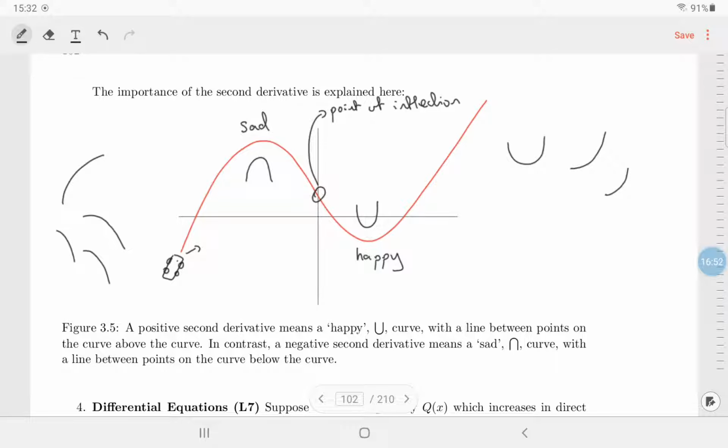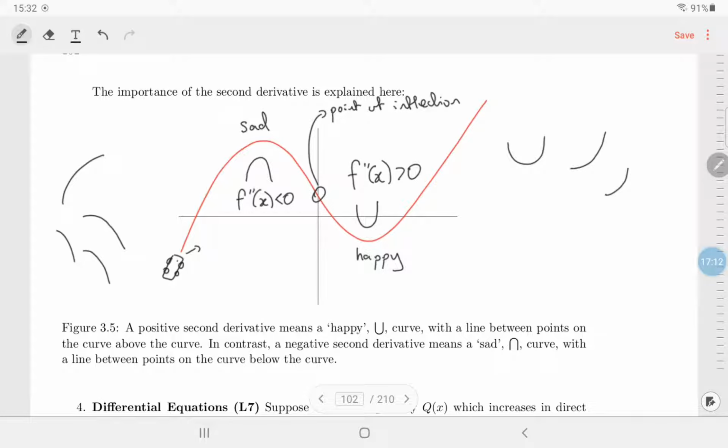And just from the argument on the other side, the graph will be sad exactly when the second derivative is negative. Sad is negative, and then happy is positive. And that is something that we will study.